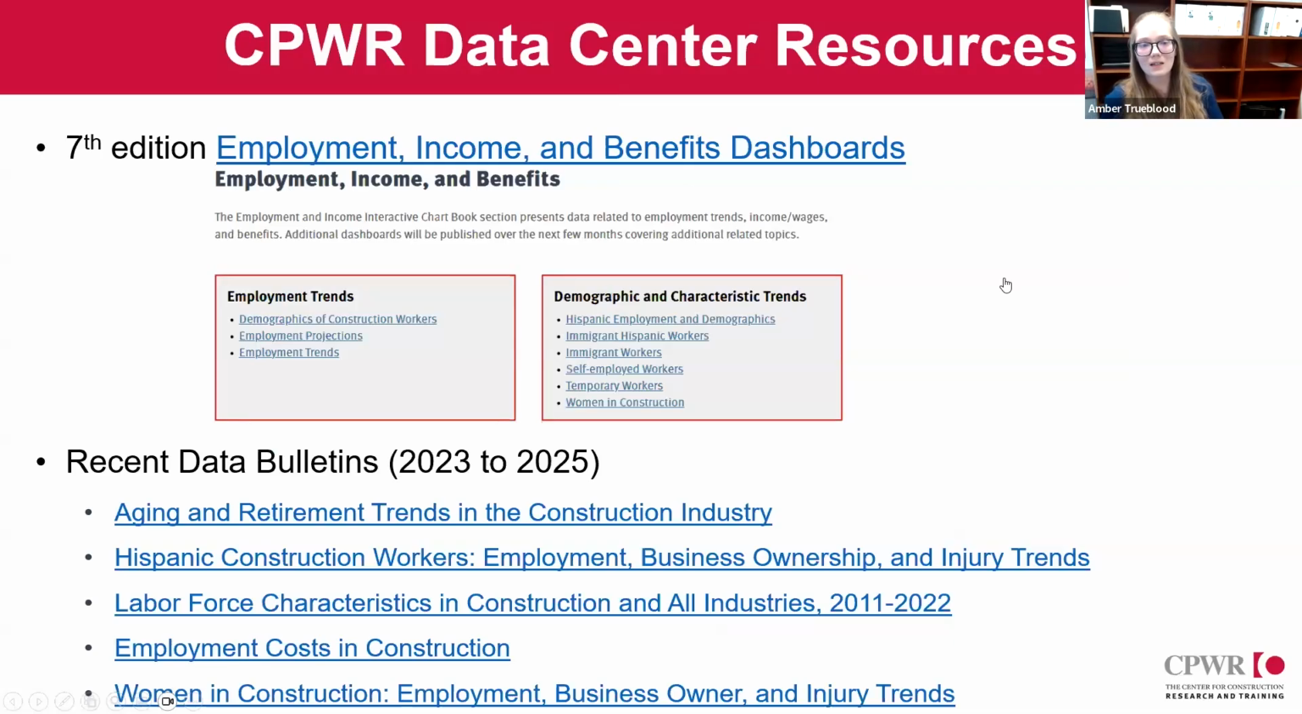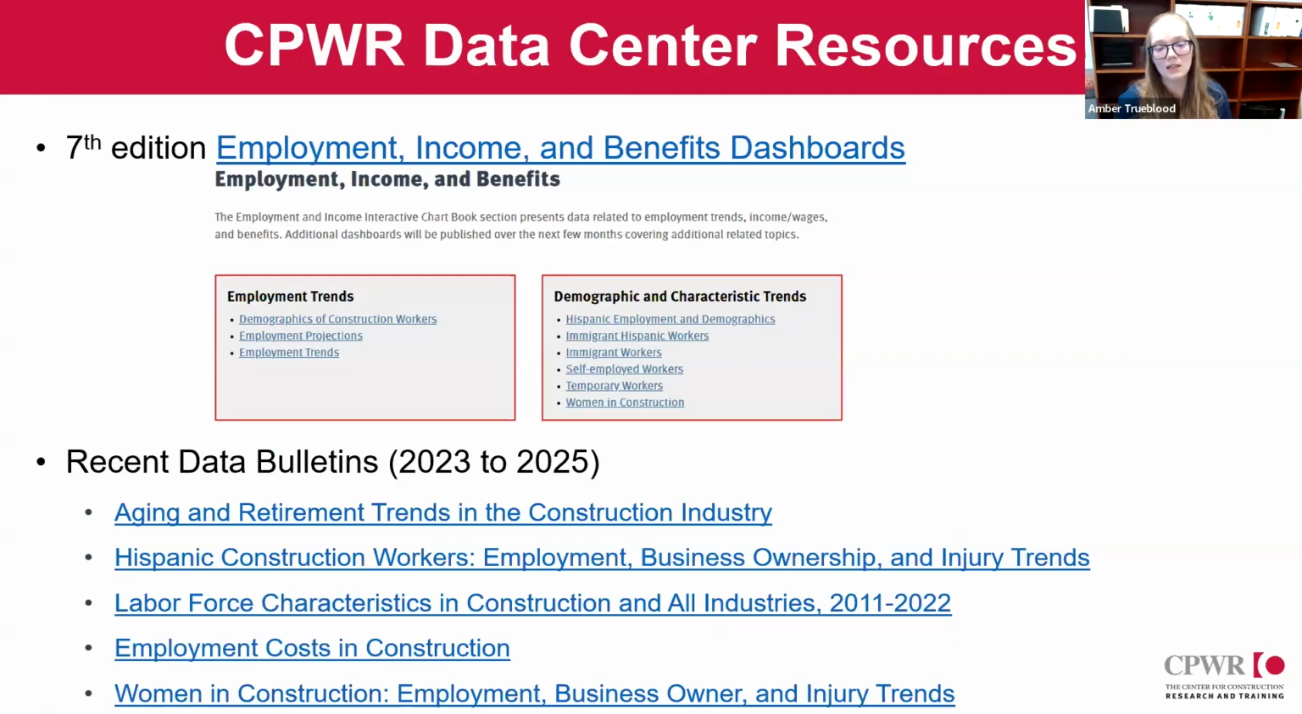And then some data center resources. I highlighted a lot of this through my presentation. So the 7th edition employment income and benefits dashboard, definitely highlight all of our employment trends. That's where you're going to find specific topics being covered. And we have a lot more than the 3 that we were able to highlight today. So we just picked a selection.